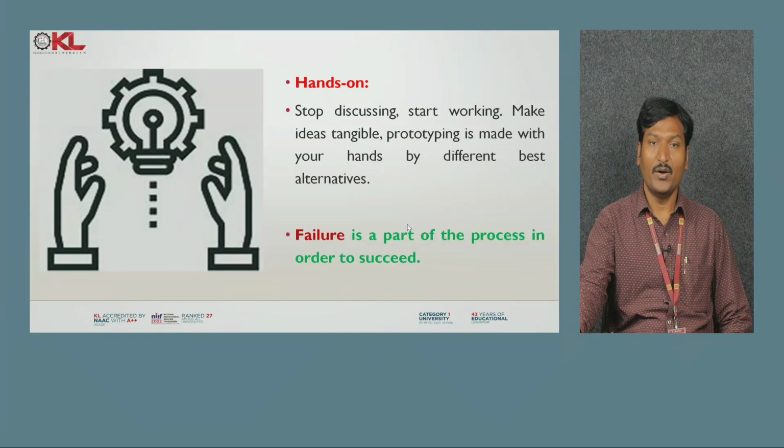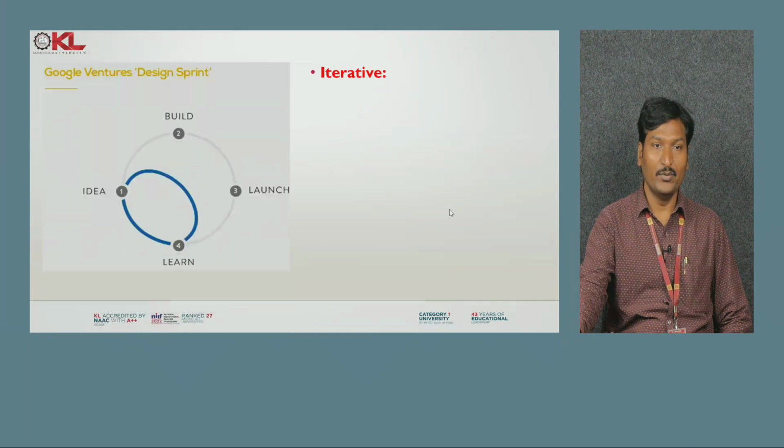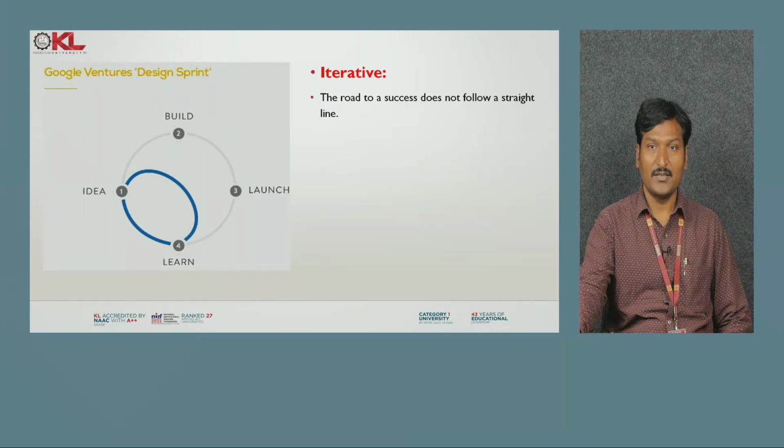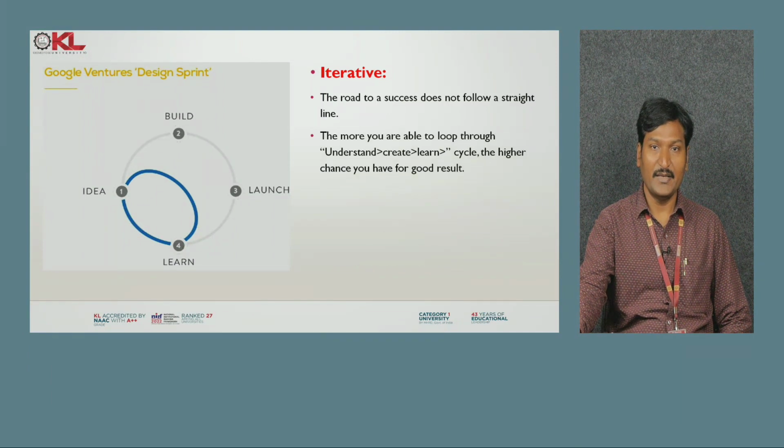Okay, and while preparing the prototypes or going to the final, sometimes you may fail. So failure is a part of the process in order to succeed. So again we have to iterate. It is not a straightforward technique. We have to iterate and modify accordingly, and understand why the failure is coming. From that we learn from the failure and go for success. The road to success does not allow a straight line. So it is an iterative process.